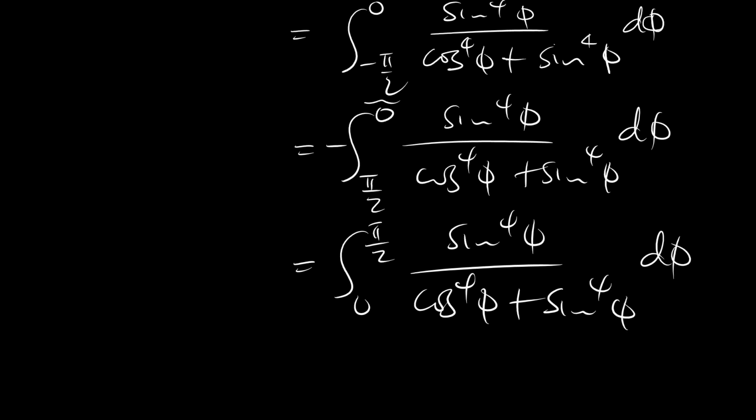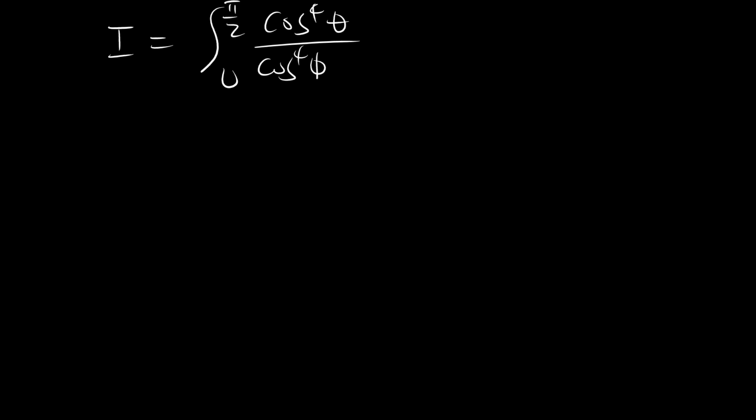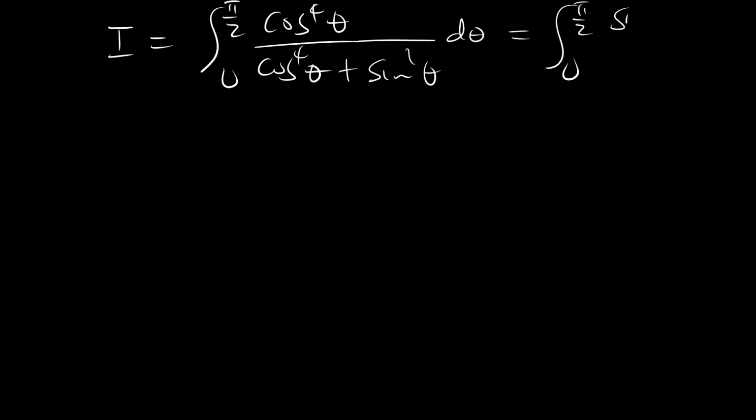So this result is actually very important because what it tells us is that I is equal to the integral from 0 to pi over 2 of cosine to the 4th theta over cosine to the 4th theta plus sine to the 4th theta, instead of phi, which is the same as 0 to pi over 2 of sine to the 4th theta over cosine to the 4th theta plus sine to the power 4 theta.